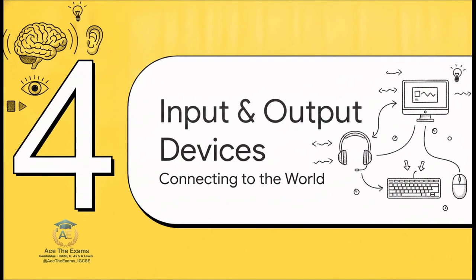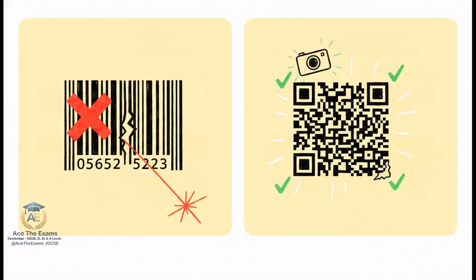Section 4. Connecting to the world, input and output devices. Let's transition from the brain to the senses. How did these processors actually know what's going on in the outside world? One of the most common ways computers read the physical world is through scanning. For decades, we relied entirely on traditional barcodes, those 1D parallel lines read by lasers reflecting off the light and dark spaces. But look at the contrast here with modern QR or quick response codes.